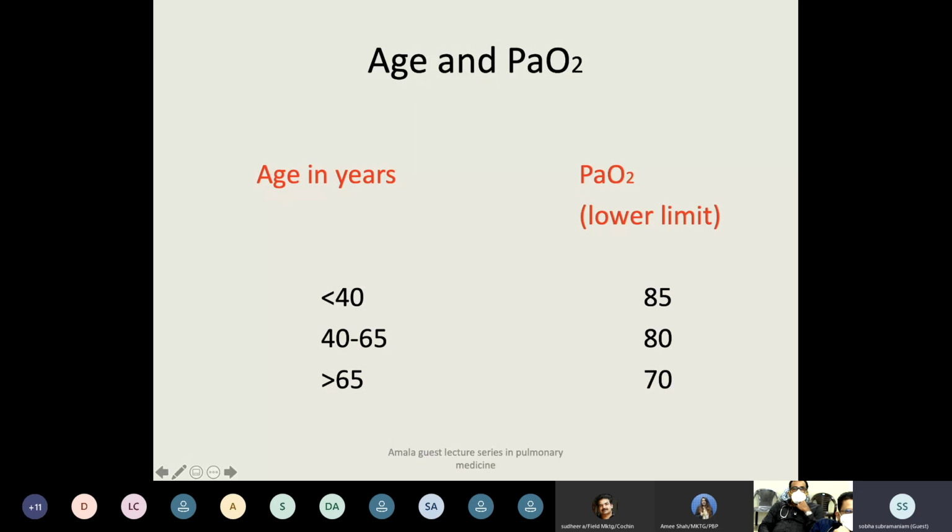As the age increases, the lower limit of PaO2, or acceptable lower limit of PaO2, also reduces. For example, a patient who is 40 may have a lower limit of 85, whereas an elderly over 70 may have a lower limit of below 70. So 70 millimeters of PaO2 in an elderly person is acceptable as a lower limit.